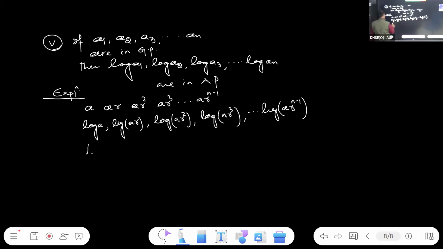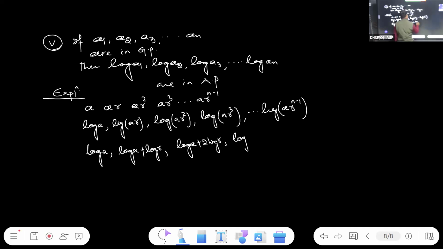So the first term will be log a, the second term will be log a + log r, the third term will be log a + 2 log r, the fourth term will be log a + 3 log r, and the last term, that is the nth term, will be log a + (n-1) log r.